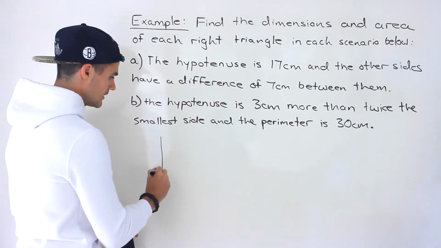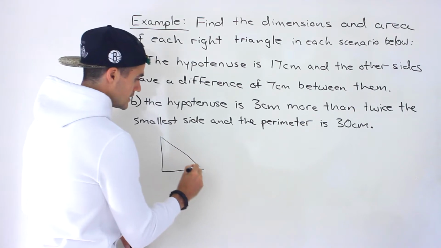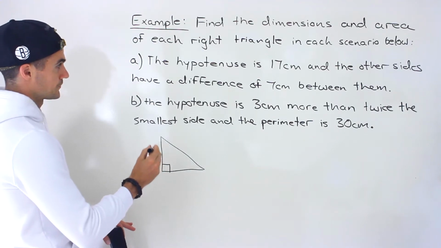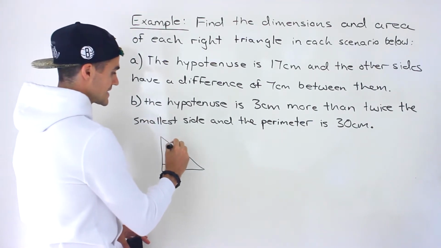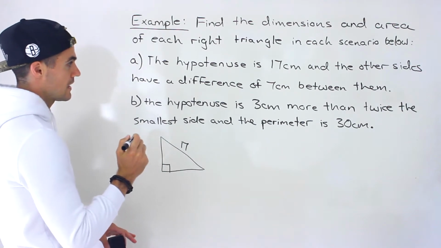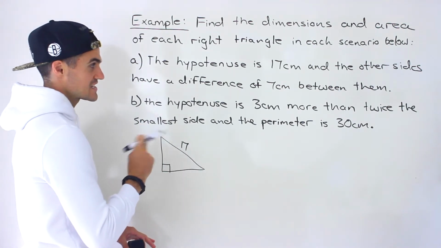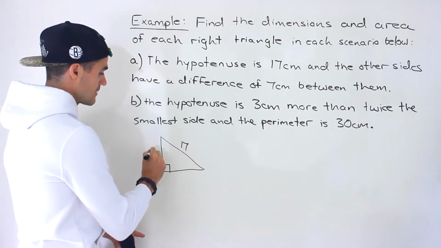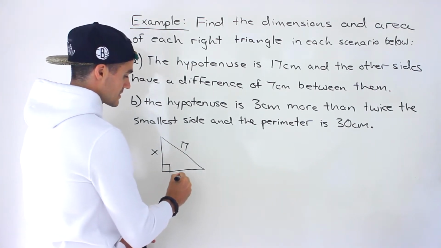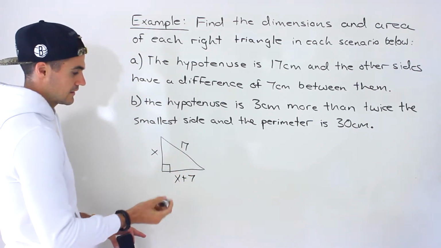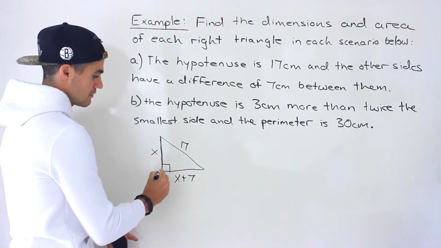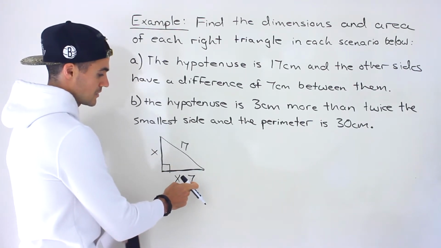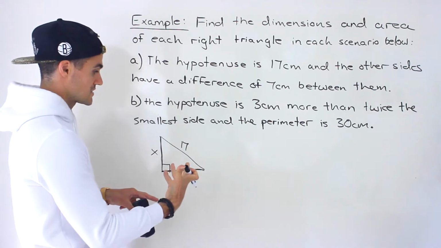Now, let's start off with a diagram. We're going to be dealing with right triangles in both scenarios. So for part A, we're told the hypotenuse is 17 centimeters, and then the other sides have a difference of 7 centimeters between them. So you can set that up in two different ways. You can say maybe this is x, and then this is x plus 7, right? If this is the smaller side, then this other side is going to be that smaller side plus 7 centimeters, right? These two would have a difference of 7 centimeters between them.